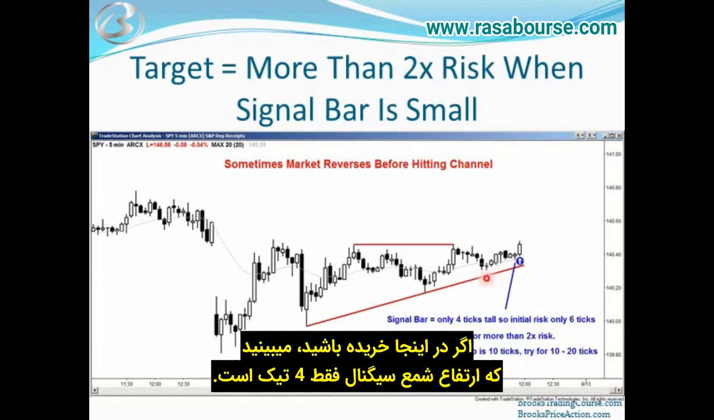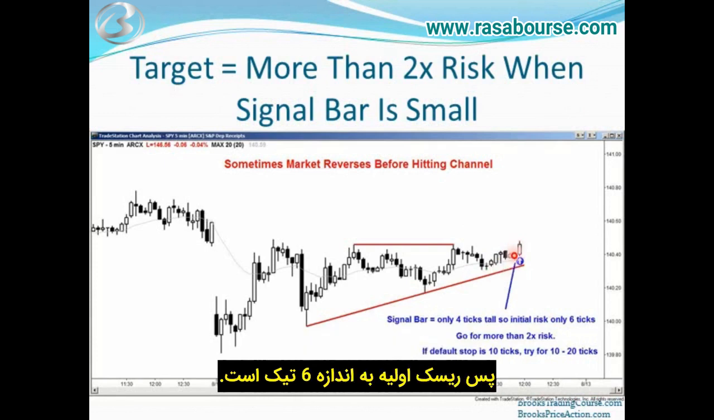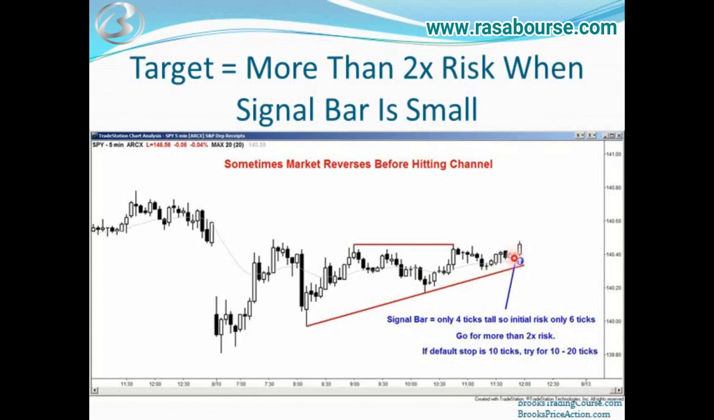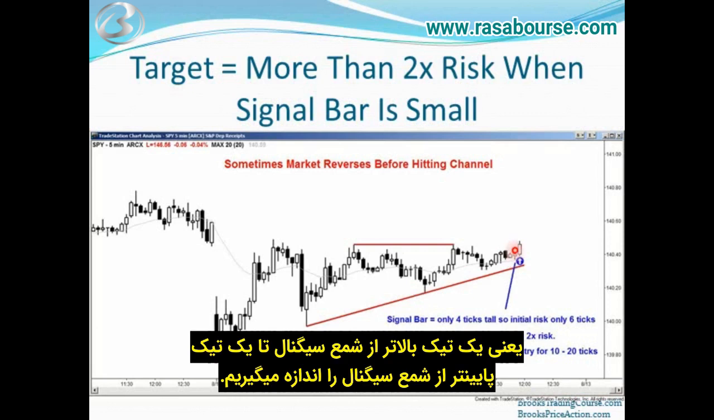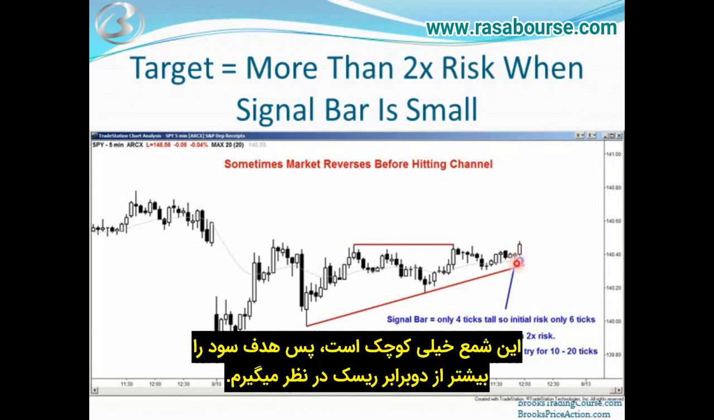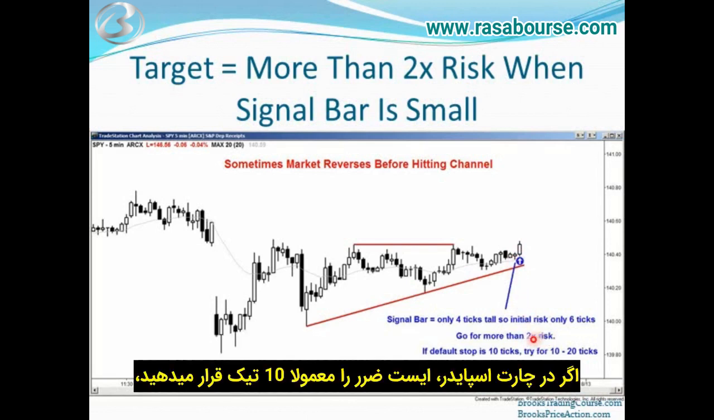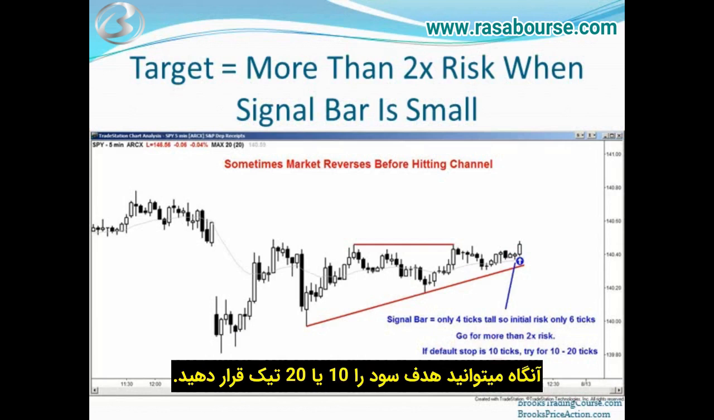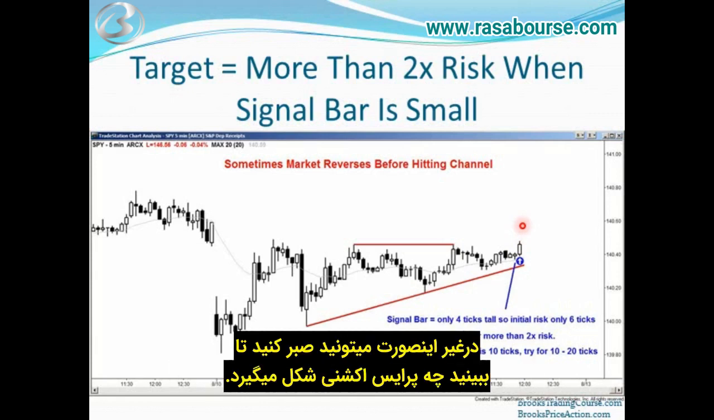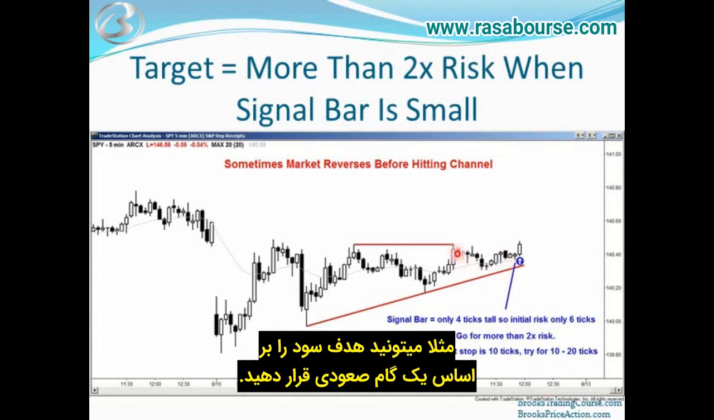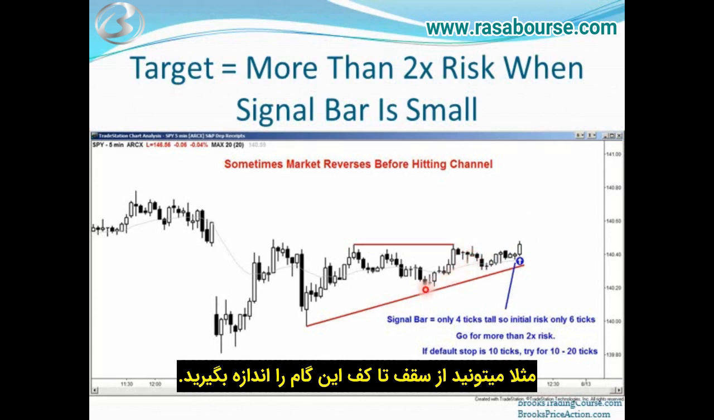If you bought here, the signal bar is only 4 ticks tall, so the initial risk is 6 ticks, 1 tick above the signal bar, 1 tick below the signal bar. With a bar that tiny, I would go for more than 2 times the risk. If your default stop typically is 10 ticks in the spider, you might try to get 10 to 20 ticks if you're going to have a limit order in the market to take profits. Otherwise, you can wait to see what the price action is. Maybe you can go for a profit target just short of a measured move up, maybe from this low to this high.